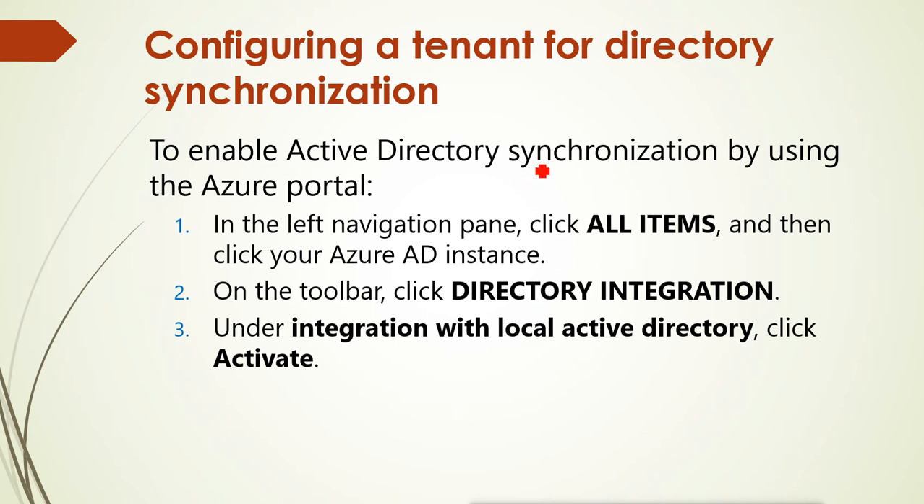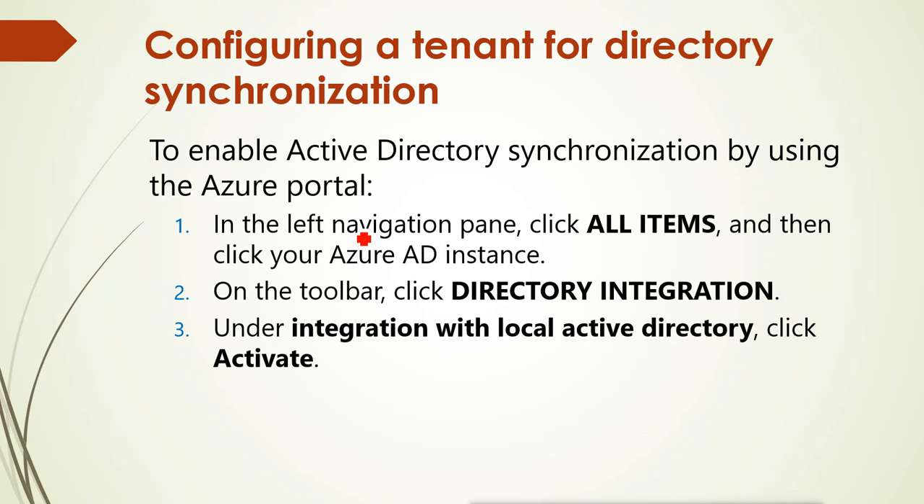Configuring a tenant for directory synchronization. To enable the Active Directory synchronization by using the Azure portal, from the Azure portal, in the left navigation pane, click All Items and then click your Azure AD instance. First you have to have the subscription for Azure Active Directory, and then you can log into the Azure AD portal.